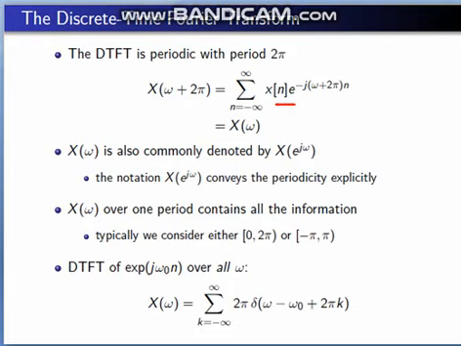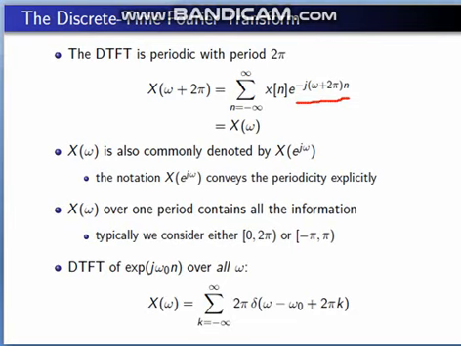But since we are taking a discrete signal, instead of integration the formula uses a summation from minus infinity to plus infinity. X of omega is also commonly denoted by X of e to the power j omega, because e to the power minus j 2 pi omega n is the multiplication factor in our formula. It also has periodicity. So X of omega is the representation of the signal x of n in the frequency domain.